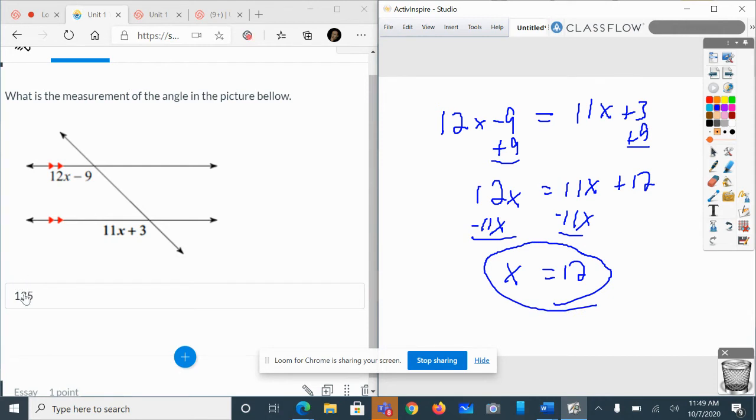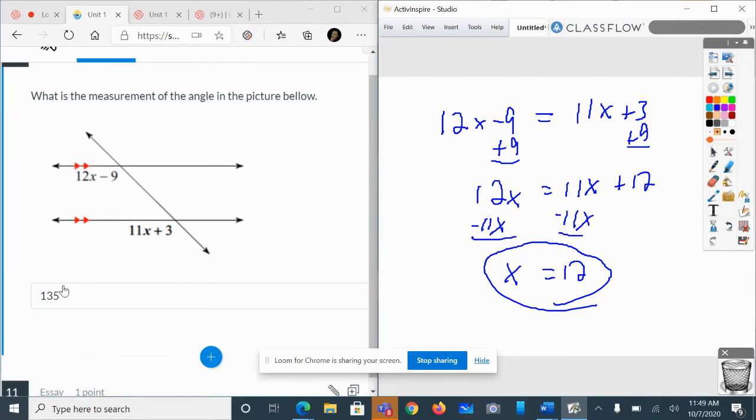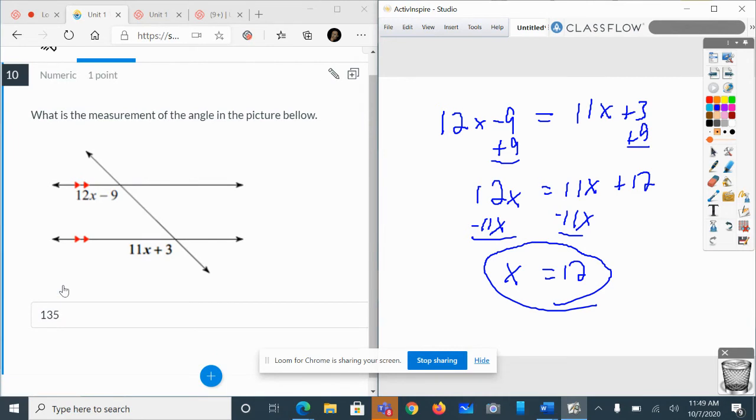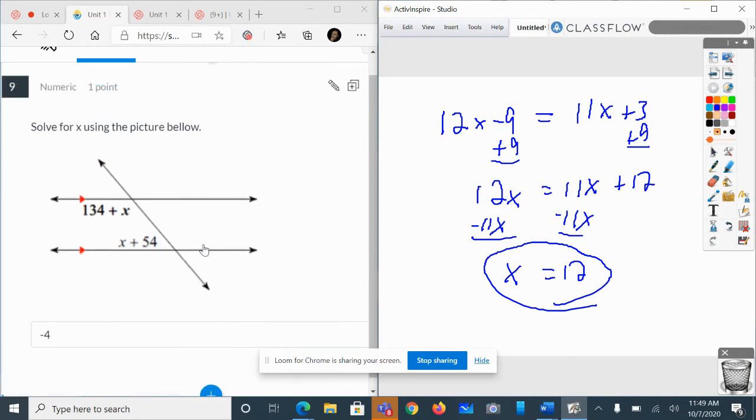I don't know where they got 135. I just think it's a mistake. There's several mistakes in this test. So the answer is 12, but they got 135. So you can put in 135 just so it gives you the right answer. Your grade on this will be simply a completion grade because there's so many mistakes on it. All right, this one. This one they got right.